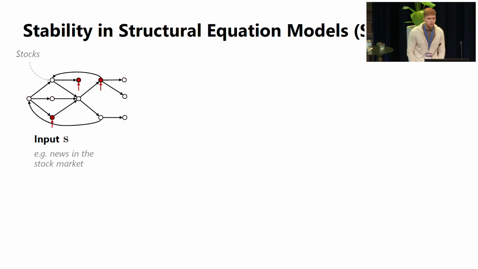So I will first talk about what we mean by stability. The data generating model that we assume is a linear structural equation model. And for those who don't know, I will explain it. In the context of the example with stocks, we have a causal graph. The nodes are the stocks. And in the SEM, we have exogenous input S that in this example could represent, for example, the news that happens in the market and affects individual stocks.